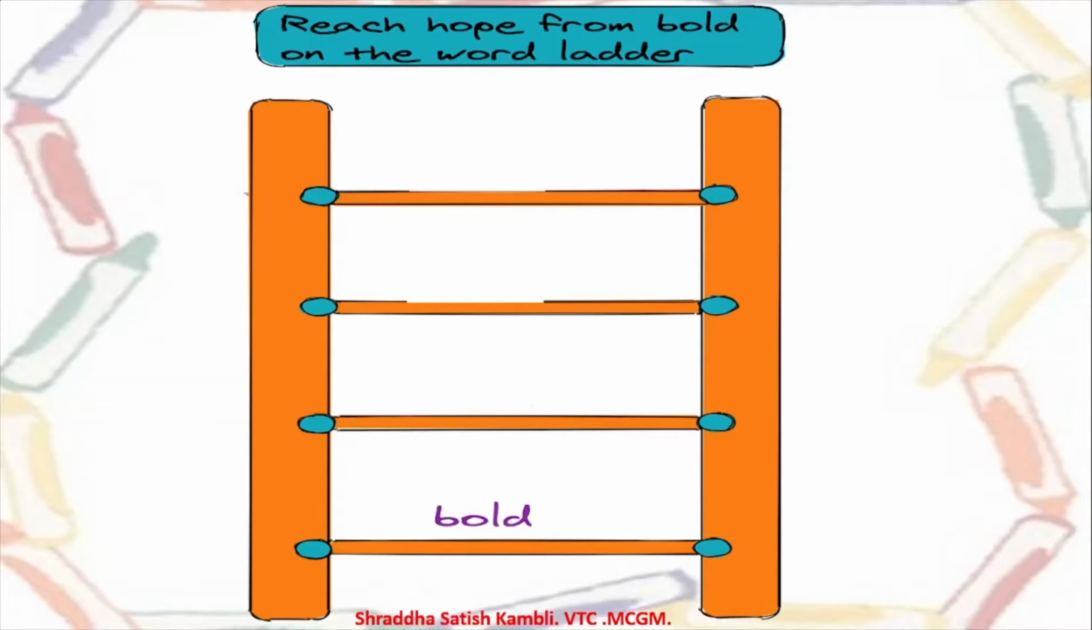But before that, I want you to look at this picture very clearly. There is a ladder, there are a few words which are given, and there is something which is explained about how this ladder should be solved. So look at the question. Reach hope from bold on the word ladder. So you start from this word bold and you go up and up and up till the word hope is reached. And for that, you will have to go step by step.